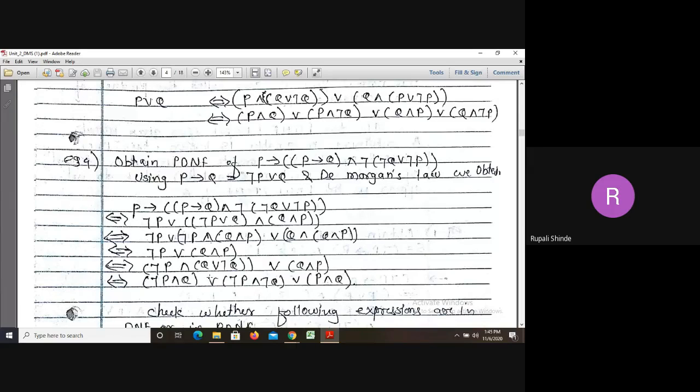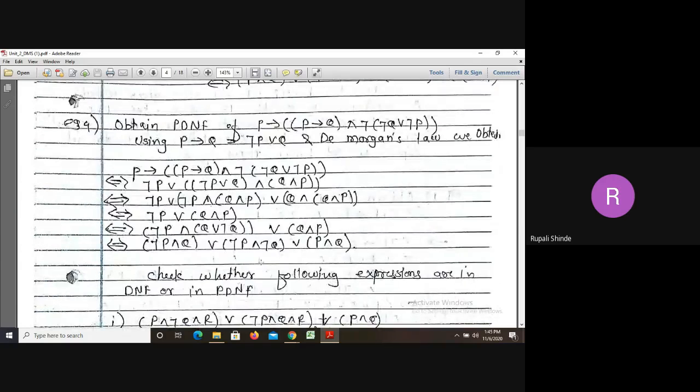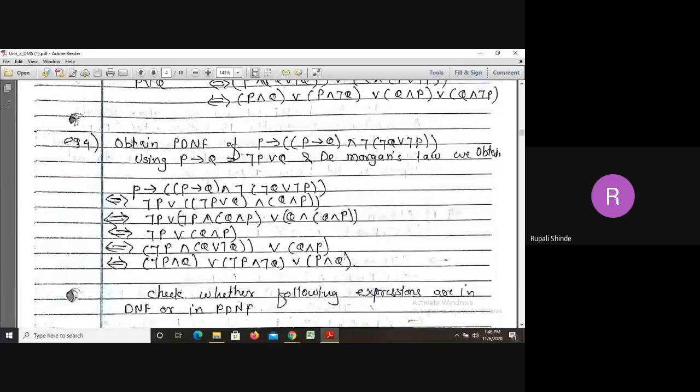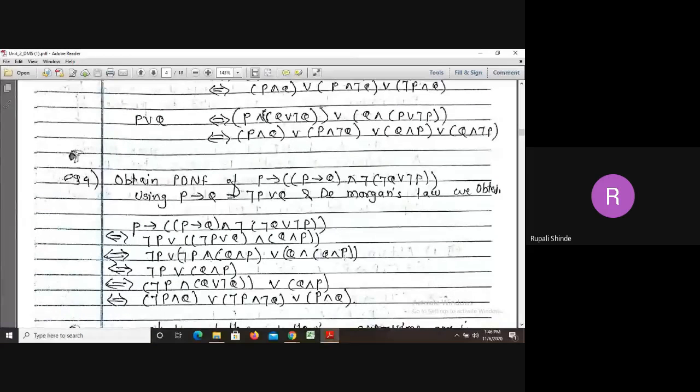Now check here. This is in sum of product canonical form. Yes, that's why this is the required PDNF. Again, every bracket contains variables P and Q, so this is the correct form. Did you understand the example? Yes, ma'am.